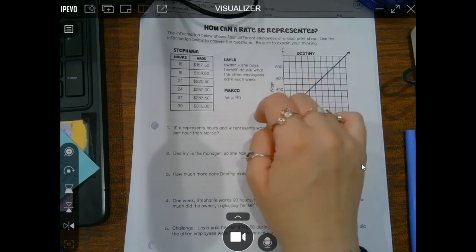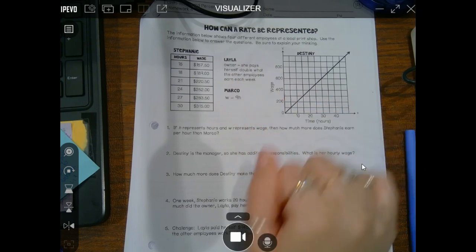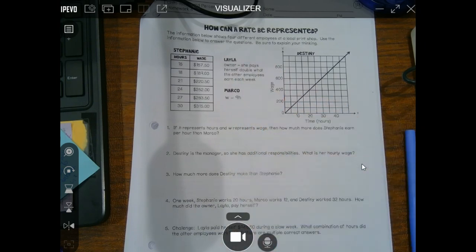Okay, so you find the total of them and then double that, and that's how much Layla, the owner, pays herself. So I'll do one of them with you to kind of show you how to do it, and then you're going to do the rest.